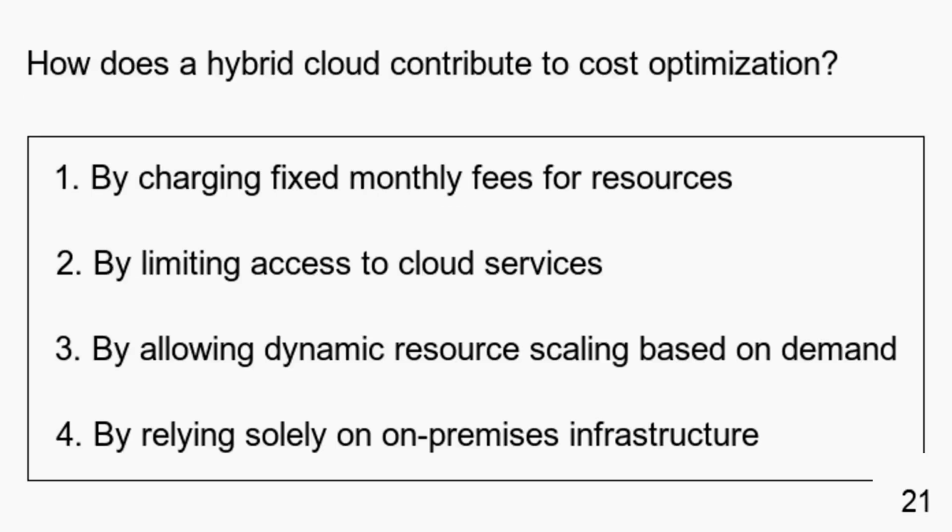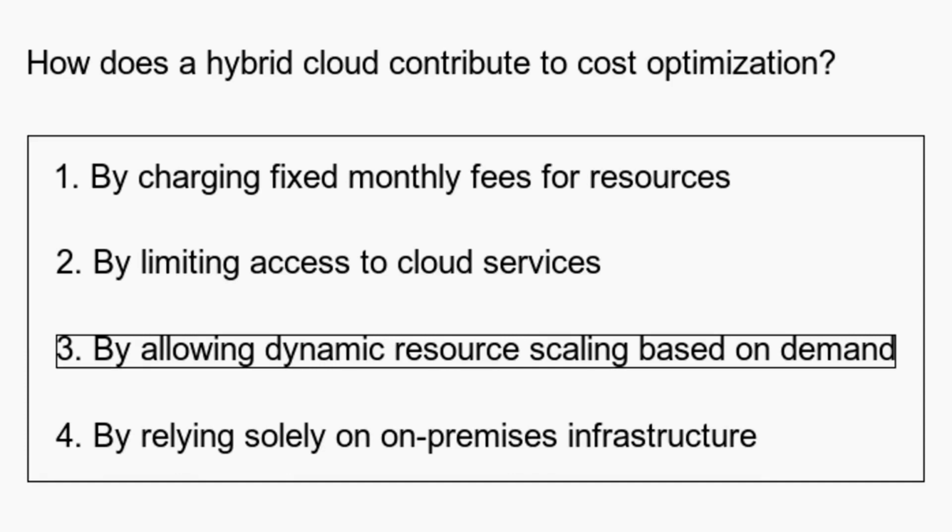How does a hybrid cloud contribute to cost optimization? By charging fixed monthly fees for resources. By limiting access to cloud services. By allowing dynamic resource scaling based on demand. By relying solely on on-premises infrastructure. Hybrid clouds enable dynamic resource scaling based on demand, optimizing costs by utilizing on-premises and cloud resources as needed.